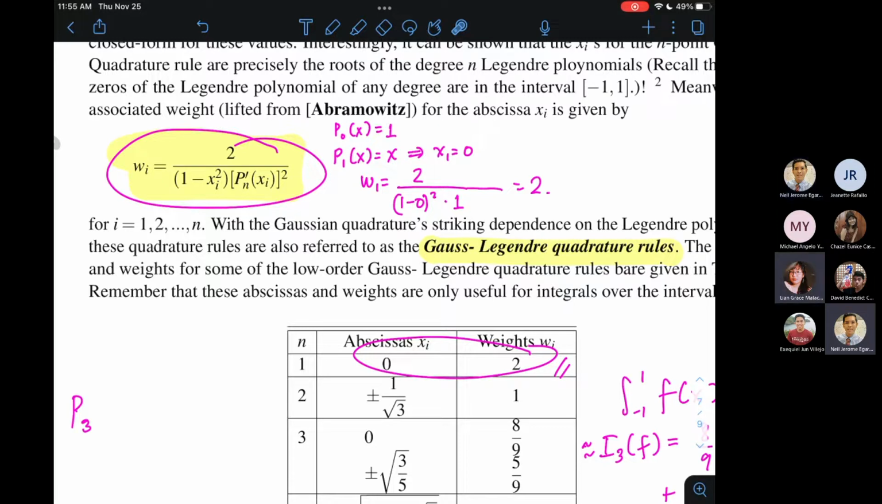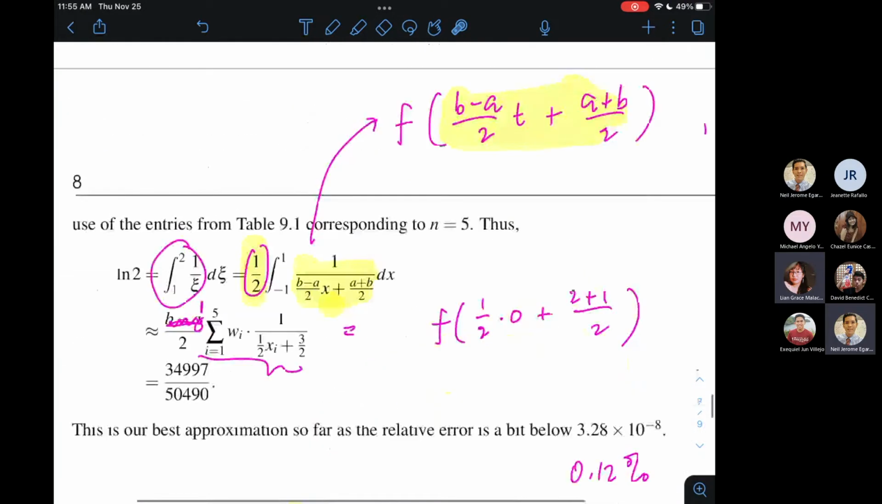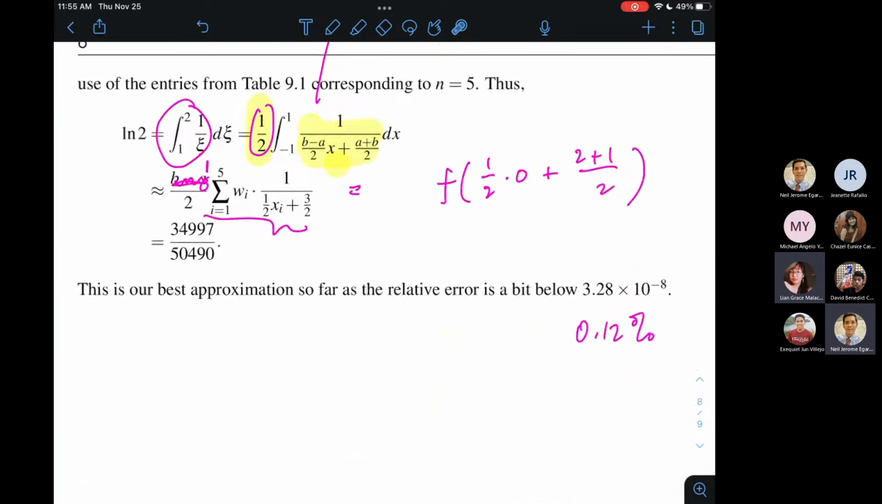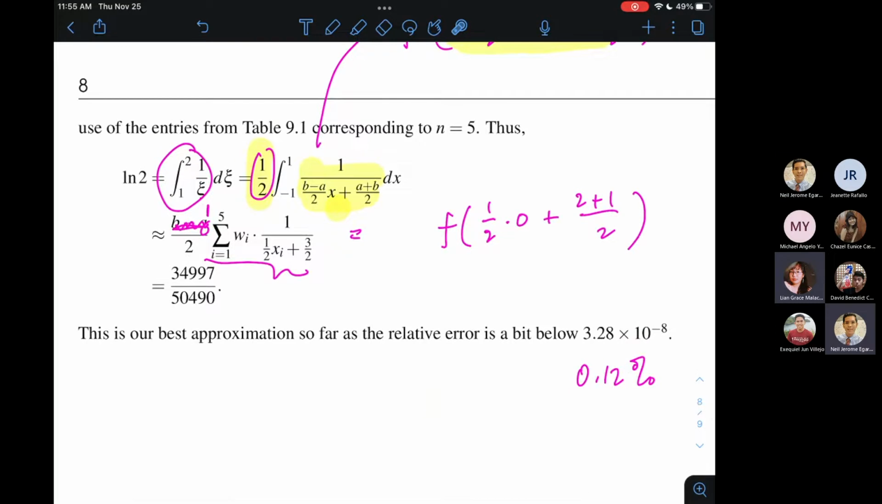Sir, may question lang po doon sa last example. Yung before po, ayun po sa may approximately, summation. Yan po ba, sir, yung formula po na yung general quadrature formula po? Kaya po nasabi na summation of something-something na siya.